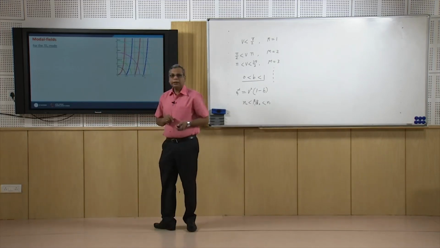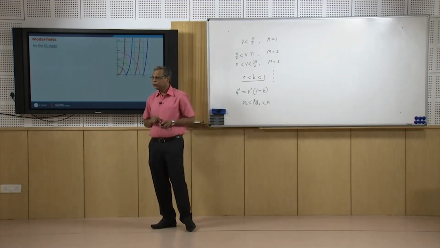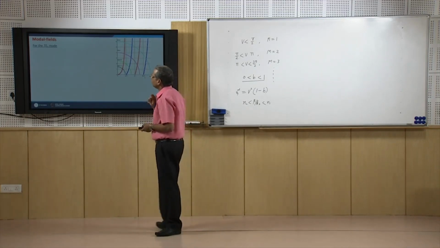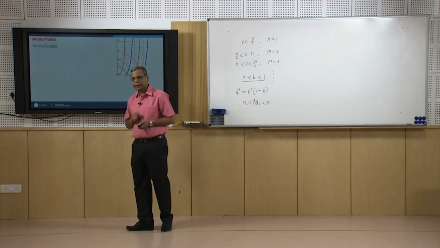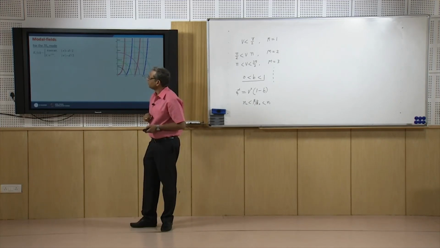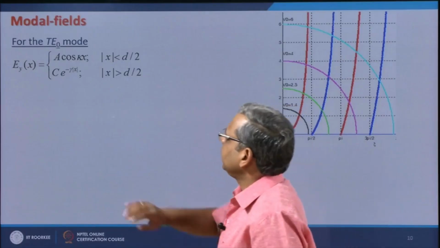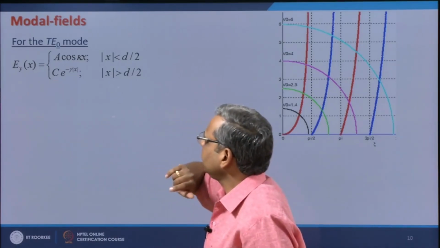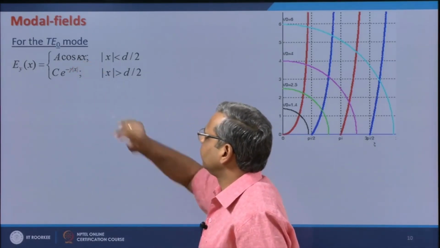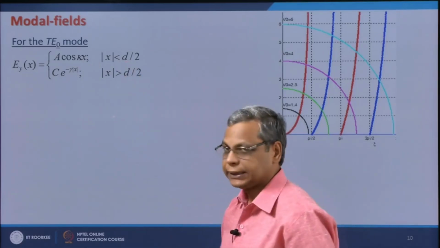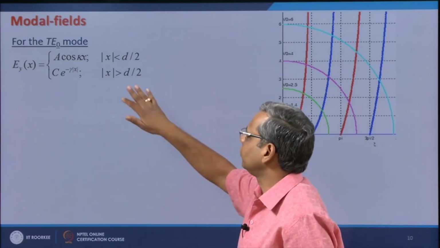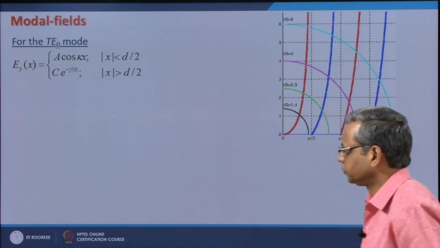Let us now look at modal fields. How do the modal fields look like? Let us plot the field for TE0 mode. TE0 is a symmetric mode. So, the modal field will be given by Ey of x is equal to A cosine kappa x in the region mod x less than d by 2, and C e to the power minus gamma mod x for mod x greater than d by 2.